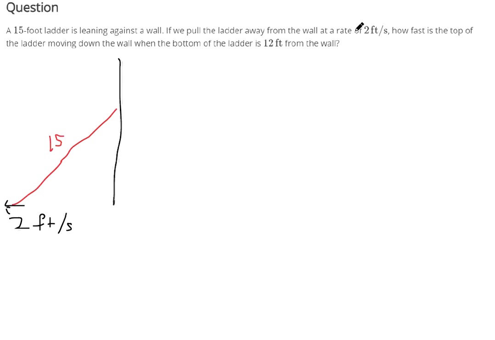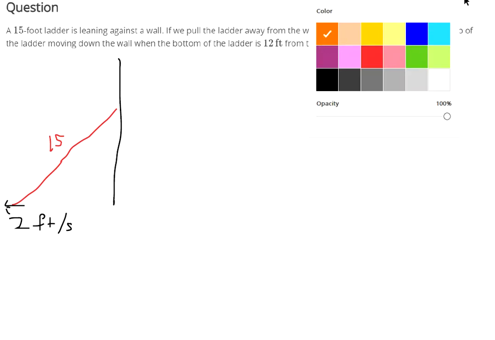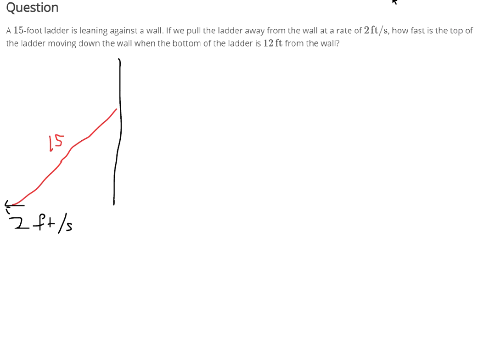So we need to put some variables in here. That way we can construct an equation based on the situation. Then we can use implicit differentiation, all that fun stuff. So why don't we call this D? I just drew here this orange distance D. It's constantly changing because it's constantly increasing by 2 feet per second.